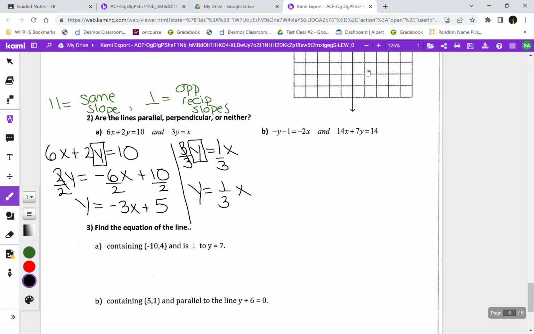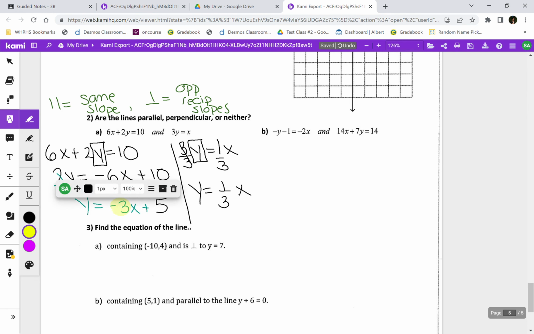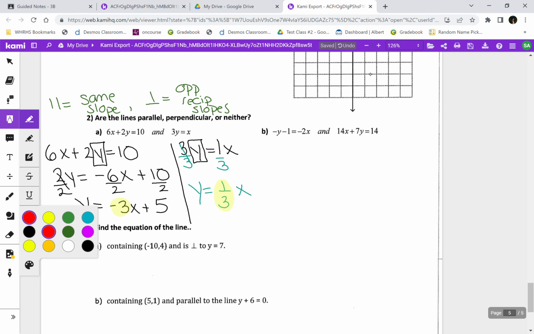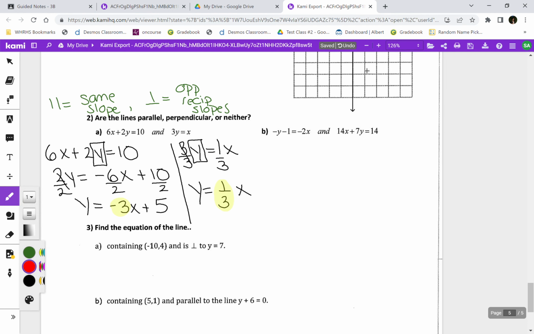So now we're going to look at their two slopes. I have a -3 and I have a positive 1/3. Do we agree this first slope is -3/1? And the second slope is 1/3. What's their relationship? So they are perpendicular because they're opposite reciprocals. So part A, the lines are perpendicular.